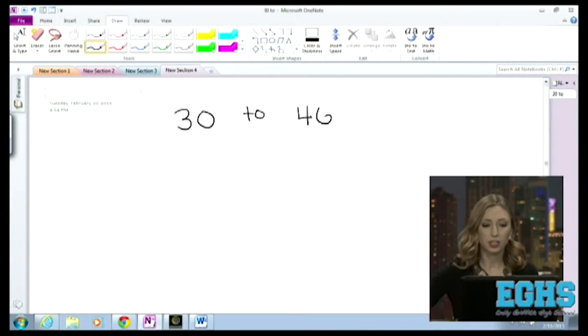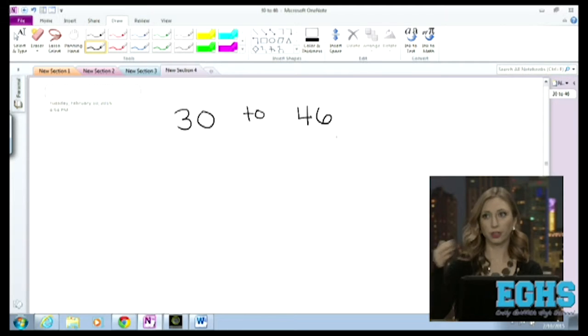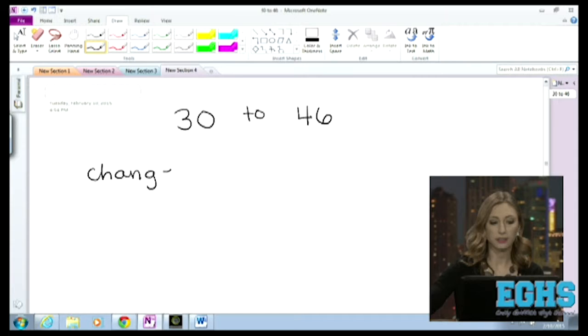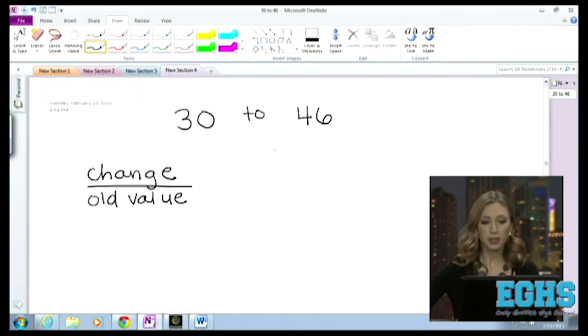Okay, gotcha. So if you are changing from 30 to 46, really if you're doing percent change, what you want to do is set up a fraction with the amount of change, and then on the bottom is the old value. And then you can turn that to a percent. Basically, you would find out how much it's changing from 30 to 46. Anytime we're finding out how much it's changing, we can do subtraction. So 46 minus 30 would give us our change, which would be 16. You follow me so far?